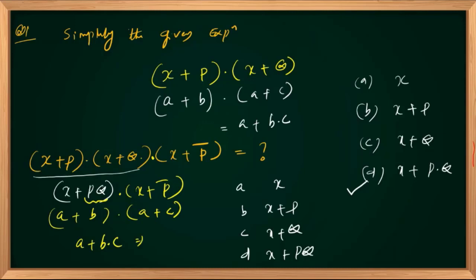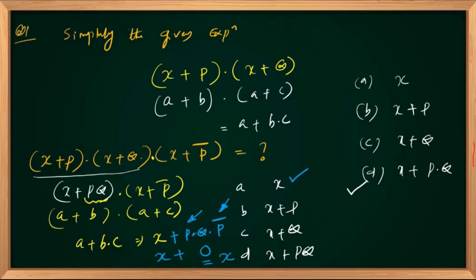So what is a here? X. What is b? B is nothing but p dot q. What is c? C is nothing but p complement. So we are having a p here, p complement here. What will be the product? 0. So x plus 0. What is x plus 0? X itself. Correct. So the first option is the right choice.